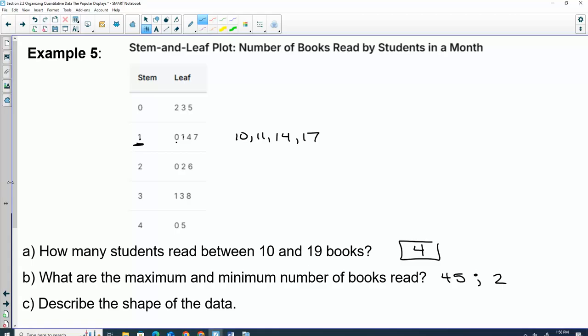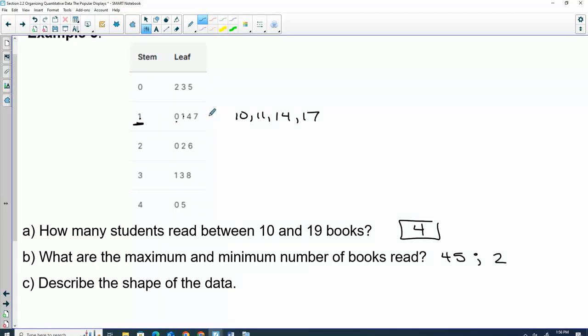Okay, describe the shape of the data. So where's my peak at? 1. I had 4 in this group, right? So that's like my peak. So, skewed right. So the most kids read between 10 and 19 books. Oh my gosh, it must be the other elementary kids. Yeah. So this is skewed right. We have more kids reading above our peak than below.